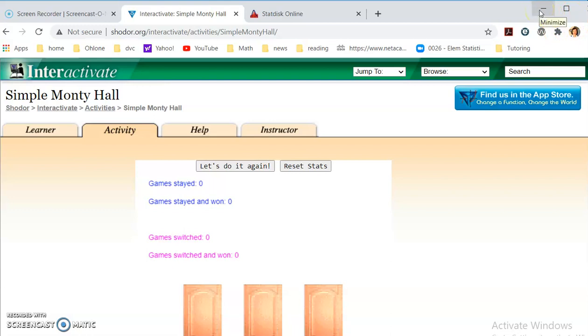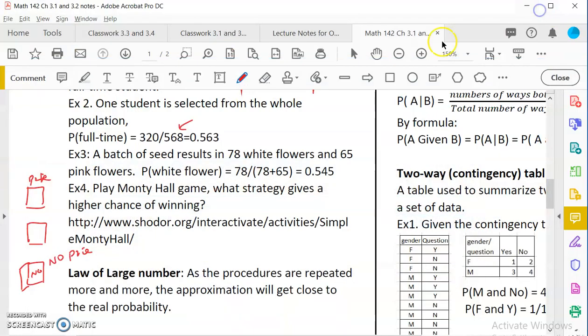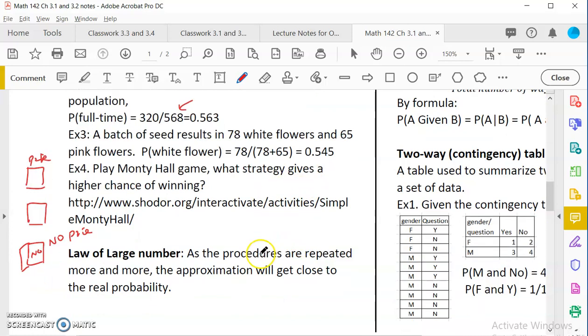Okay, so this is called relative frequency procedures, and it's based on the law of large numbers. If you don't know the probability of something, you repeat it so many times, it will become the real probability.